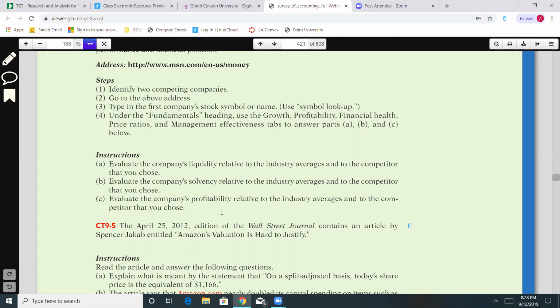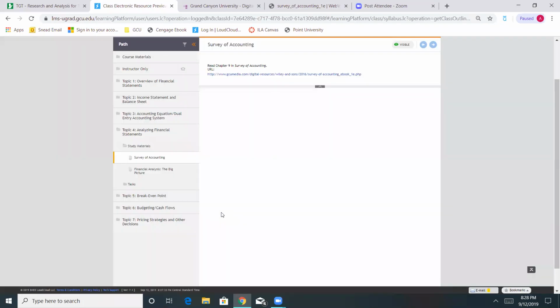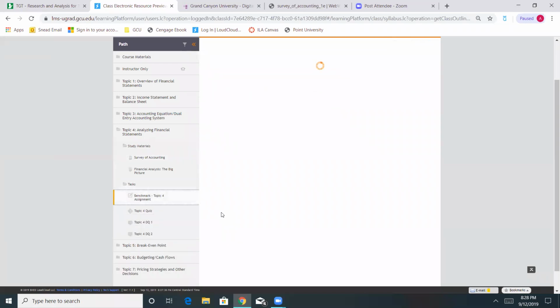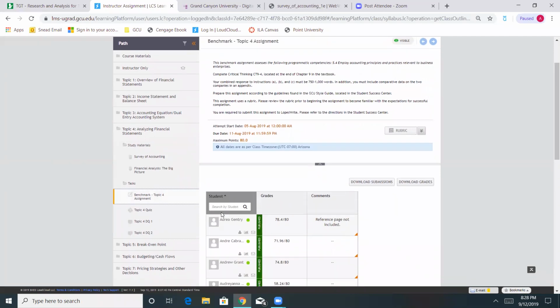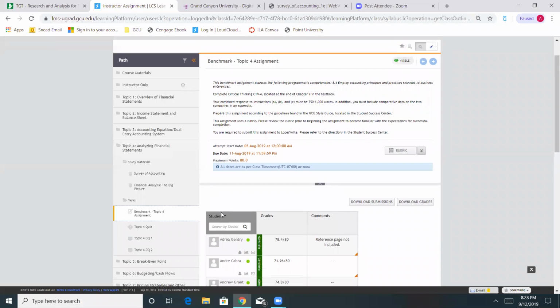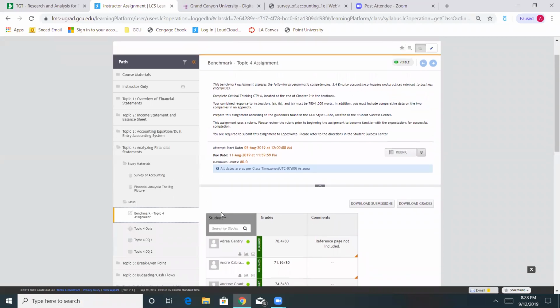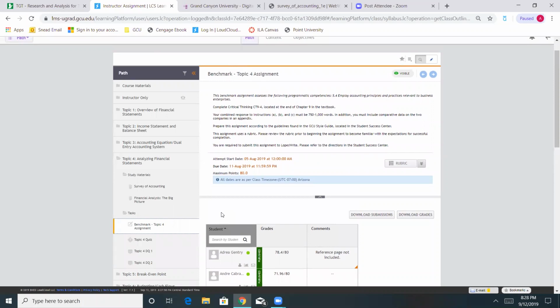How many words are you requiring for the paragraph that we write? Go back to the benchmark assignment here, and it says at least 750 words. Just to be honest, I'm not counting every word. I want it to be enough. The course designers create the course, and then I go in and grade it. So I'm not necessarily going to word count every document, because I just want it to be enough to where you have explained those analyses.